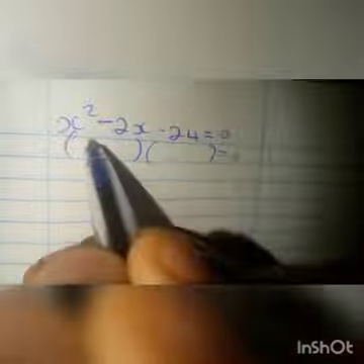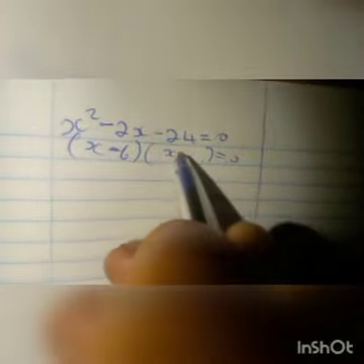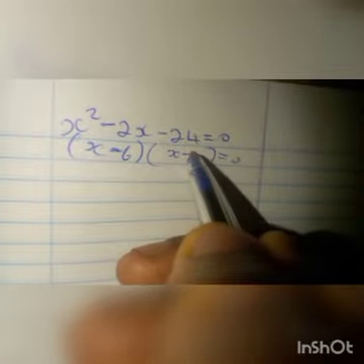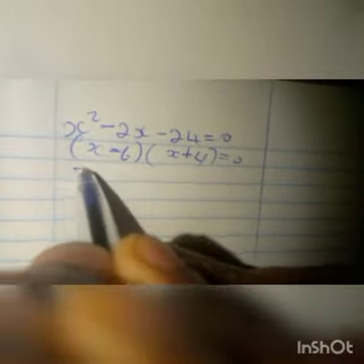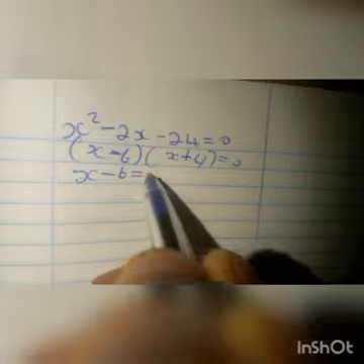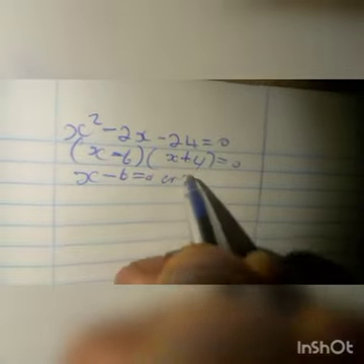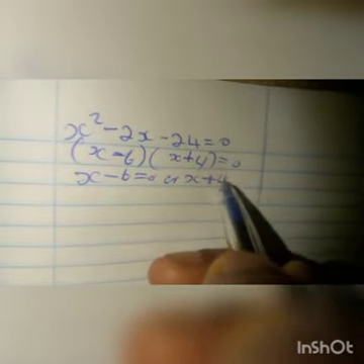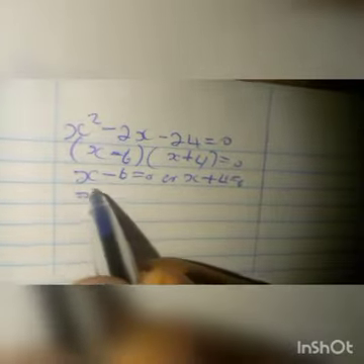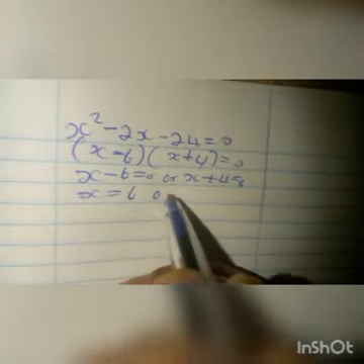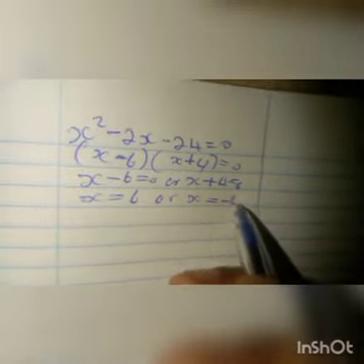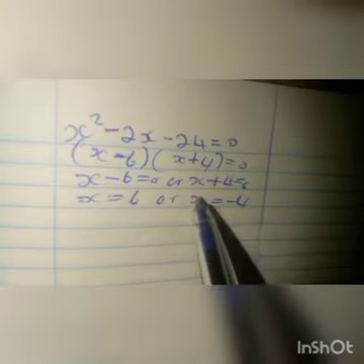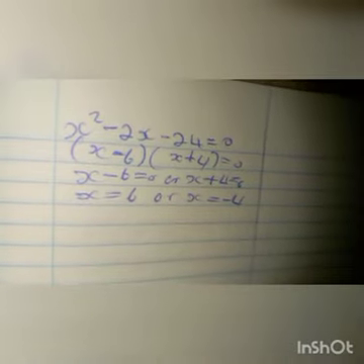Okay, so the numbers that we have are minus 6 and plus 4. Okay, x minus 6 equals 0, or x plus 4 equals 0. x equals 6, or x equals minus 4. Remember, when you take a number from one side of the equation to the other side, it changes the sign.